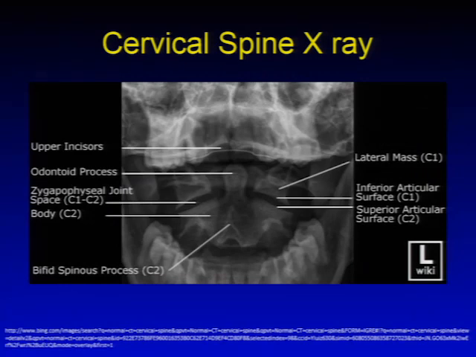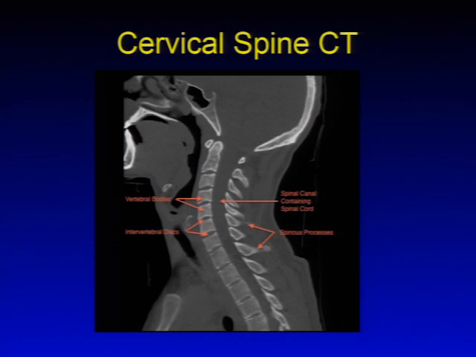The upper cervical spine X-ray allows visualization of the odontoid process and the zygapophyseal joint space. Next is the cervical spine CT scan, which allows one to visualize the vertebral bodies, intervertebral discs more readily, as well as the spinous processes and the spinal canal, making this a good imaging process for injuries to the cervical spine.